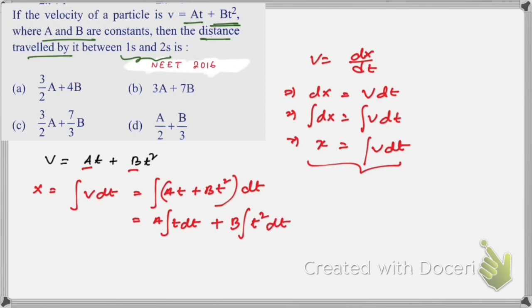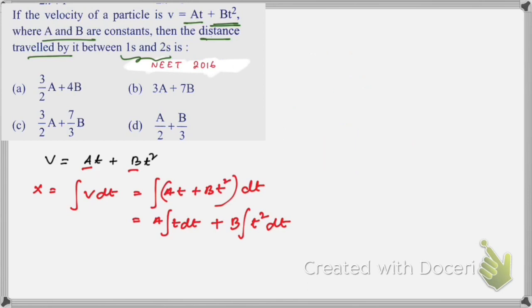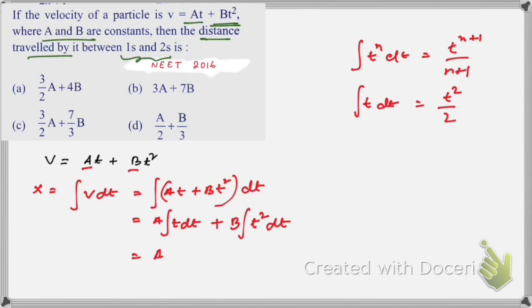Now let me clean these things. Now you can see, if you integrate t, I have already told you that the integration of t to the power n dt is t to the power n plus 1 by n plus 1, right? So when you have t to the power 1, that means t dt, you will get t to the power 1 plus 1, that means t square by 1 plus 1, that means 2, right? So here we will get a t square by 2 plus b t cube by 3. Applying this formula, we will get t cube by 3. That's what we will get.